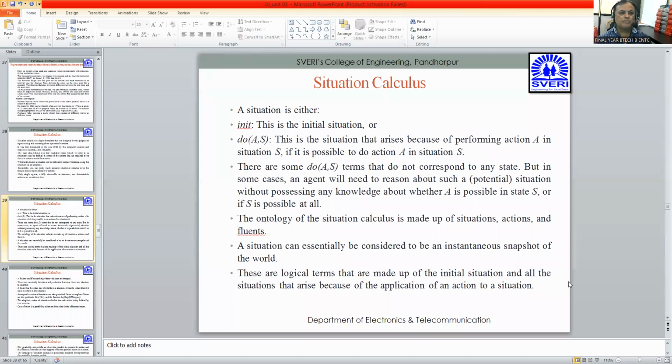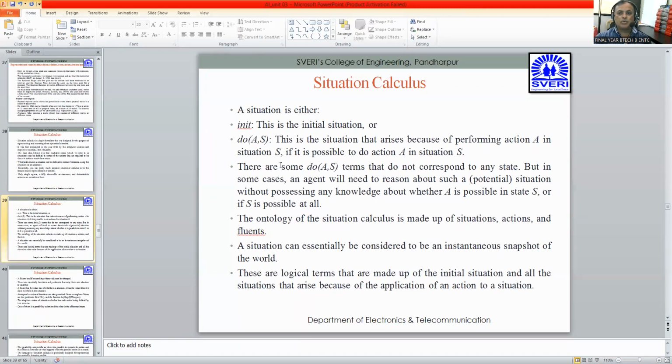Now we can consider an example in order to understand all these things together. A situation is either init, which is the initial situation, so I write this as init. Or I could say do(a, s). This is the situation that arises because of performing action a in situation s, if it is possible to do action a in situation s.